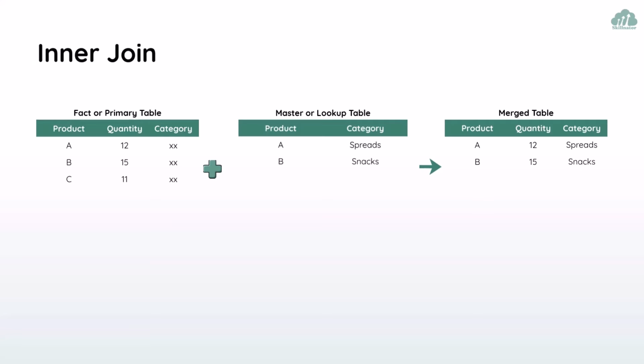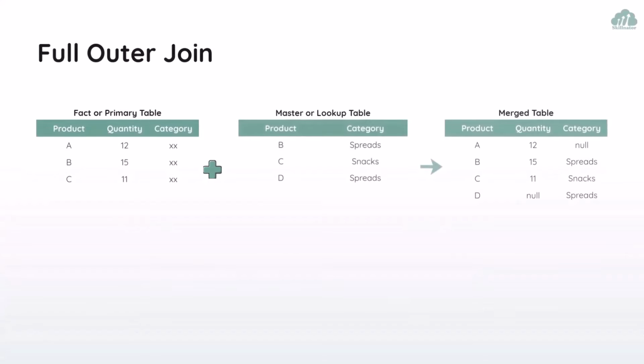Then we have a full outer join. A full outer join keeps all the rows from both the tables regardless of whether they match or not. For example, your primary table has products A, B, and C. Your master table has products B, C, and D. A full outer join output will show a table with all the products A, B, C, and D. This join is perfect for reconciliation tasks, for example, when you want to see everything that appears in either table, including the mismatches and gaps.